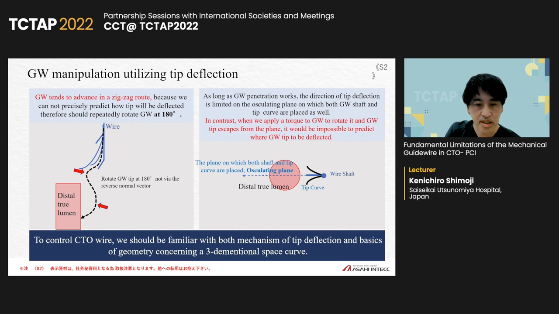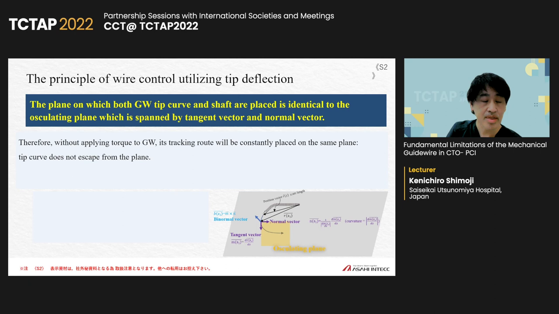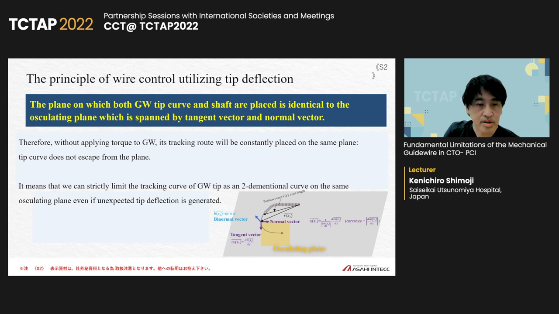And this is the principle: the plane on which both the guide wire tip curve and the shaft are placed is identical to the oscillating plane, which is spanned by a tangent vector and normal vector of the guide wire route. Therefore, without applying torque to the guide wire, its stretching route will be constantly placed on the same plane, and the tip does not escape from this frame. It means that we can strictly limit the tracking curve of the guide wire tip as a two-dimensional curve on the same oscillating plane, even if unexpected tip deflection is generated.